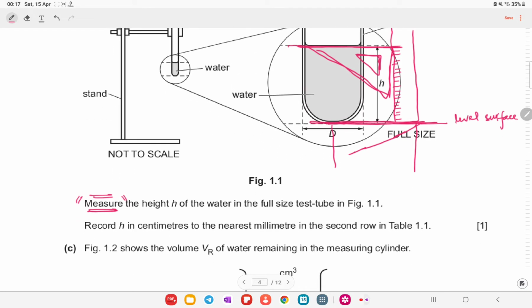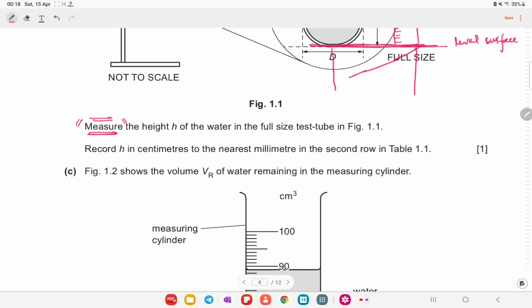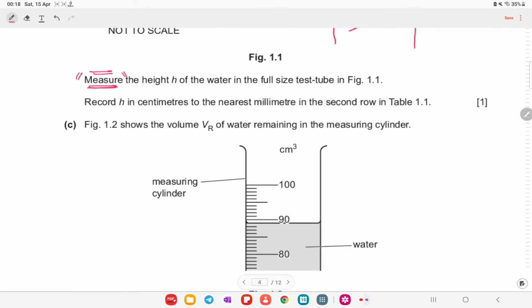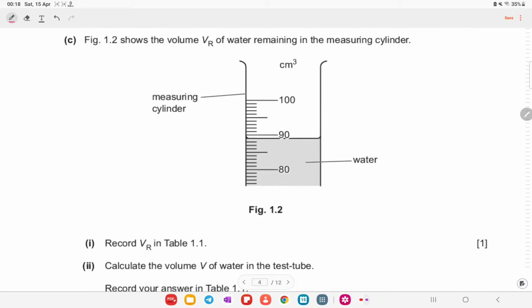Record the height in centimeters to the nearest millimeter in the second row of table 1.1. If I measure this height, it's going to be about 3.2 centimeters. We have done this part. Figure 1.2 shows the VR of the water remaining in the measuring cylinder. So record VR in table 1.1 as well. There might be a table over there. First of all we have to see these values, how much water is there. It's going to be 89 cm³ of water in there.